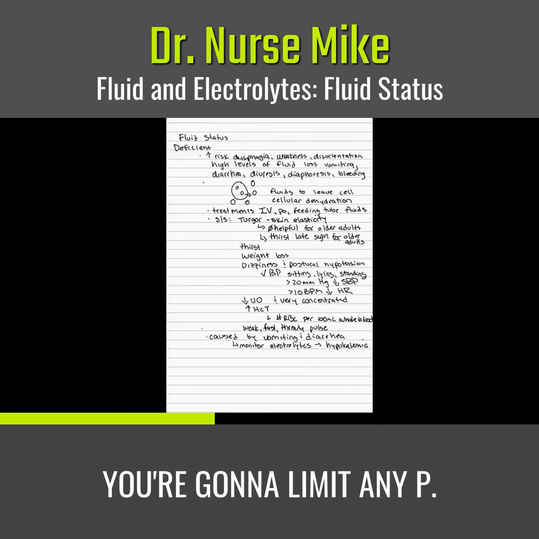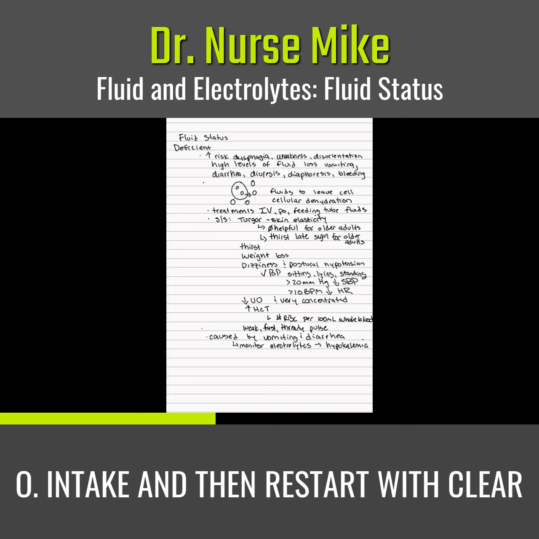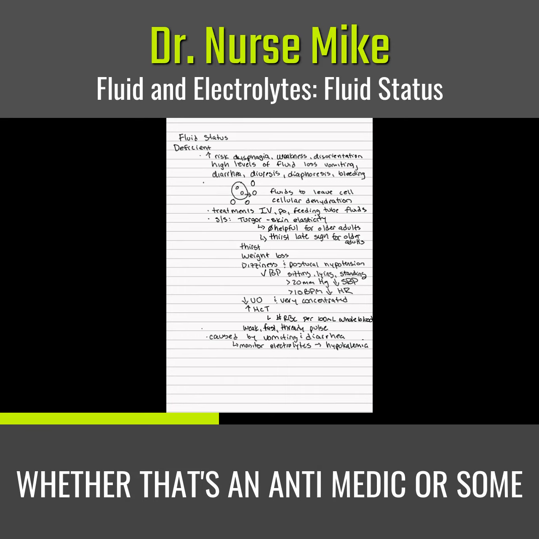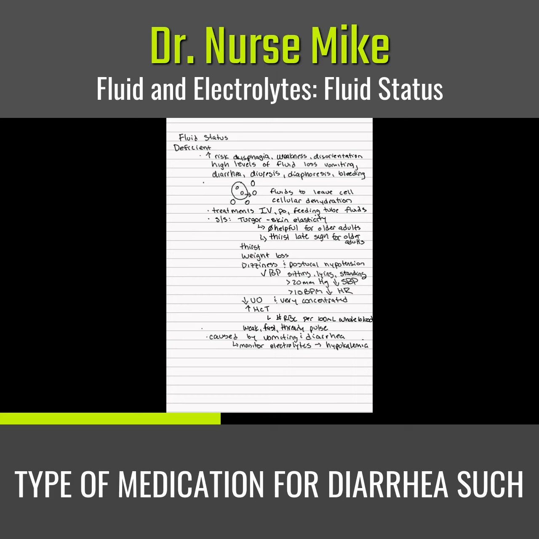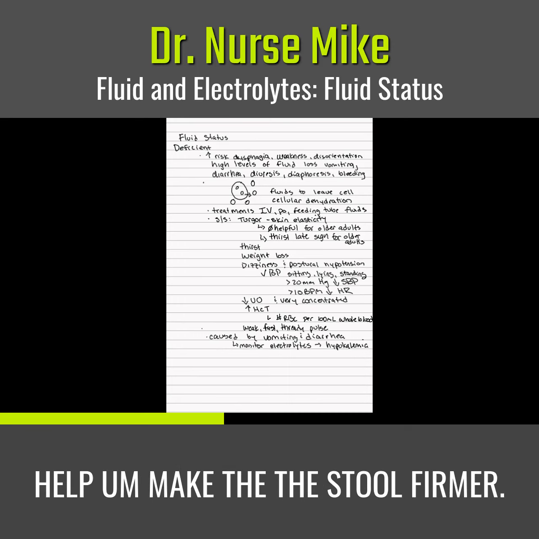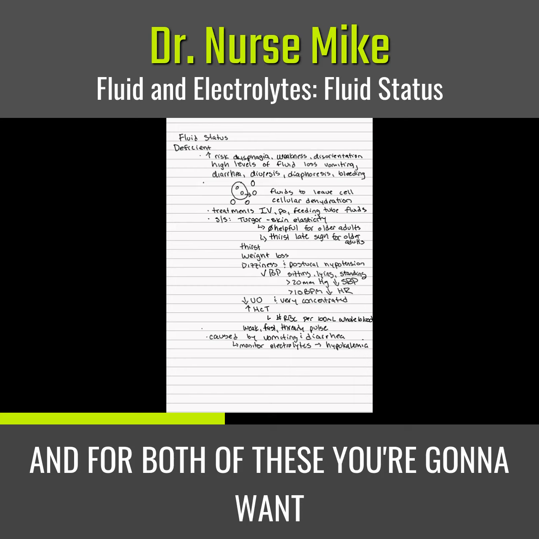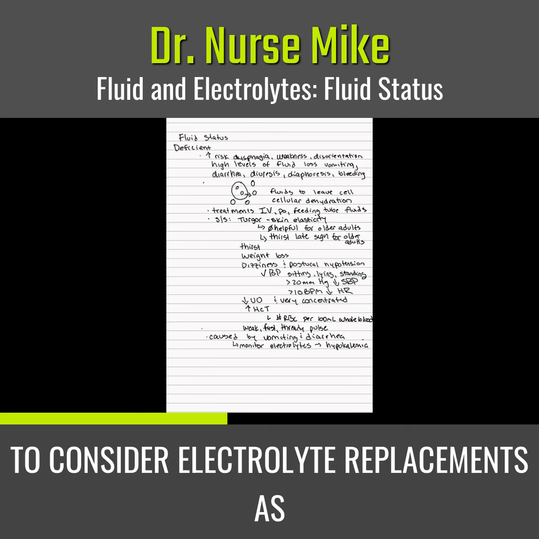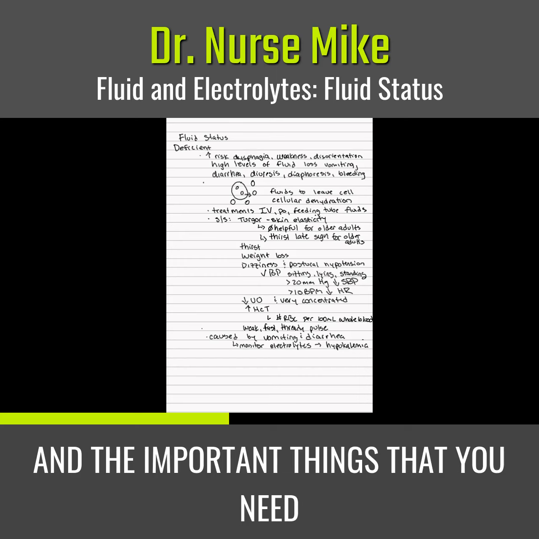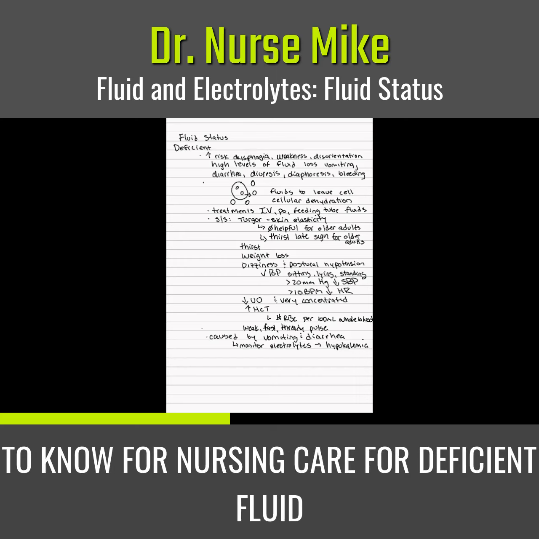And for both of them, pretty much you're going to limit any PO intake and then restart with clear liquids and treat with the appropriate medication, whether that's an antiemetic or some type of medication for diarrhea such as Pepto-Bismol or kaolin and bismuth preparations to help make the stool firmer. And for both of these, you're going to want to consider electrolyte replacements as possible. So that's basically it for deficient fluids and the important things that you need to know for nursing care for deficient fluid status.